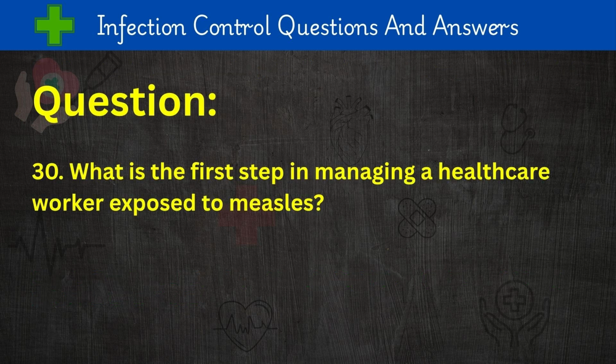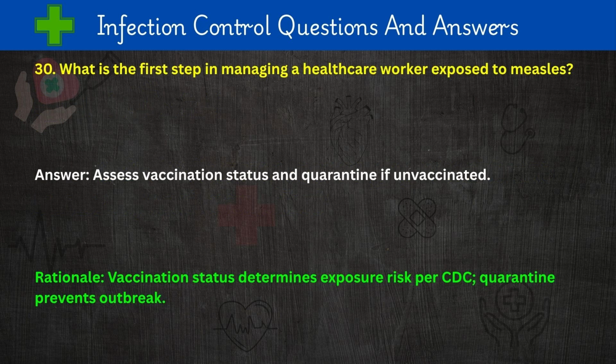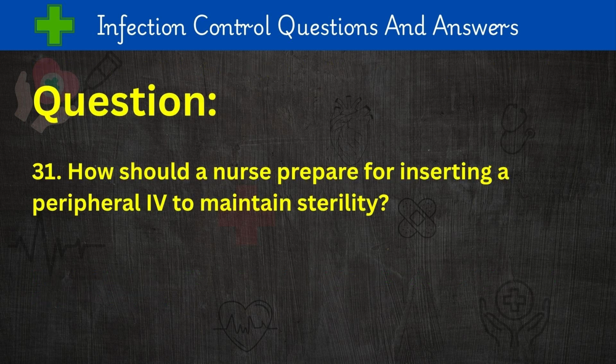30. What is the first step in managing a healthcare worker exposed to measles? Answer: assess vaccination status and quarantine if unvaccinated. Rationale: vaccination status determines exposure risk per CDC. Quarantine prevents outbreak.